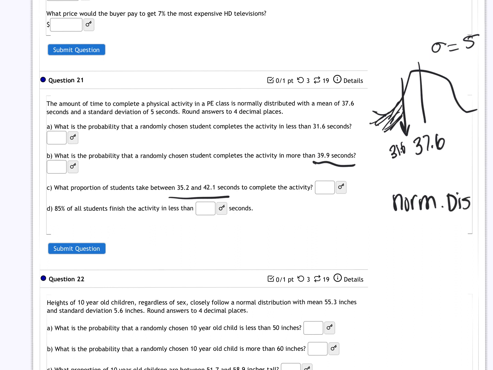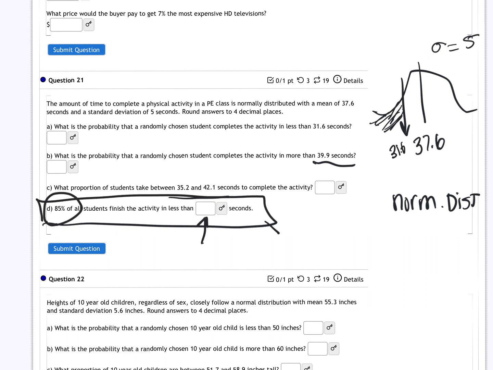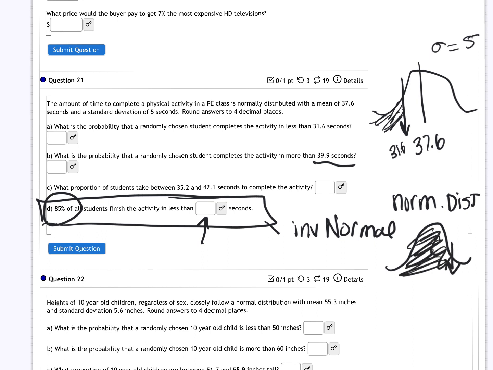norm.dist on Excel. And now this last one though, part D, that gives us a percent and asks us for a cutoff. So we're going to use inverse normal on this one. So you're going to put this here, you're going to look at 85% as your area, that's 0.85, and then you're going to look for this by typing in the mean and the standard deviation that you want. All right, hopefully that's helpful, and I wish you all the best of luck. Let me know if you have further questions.